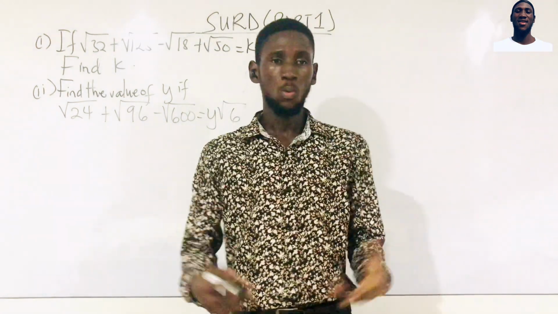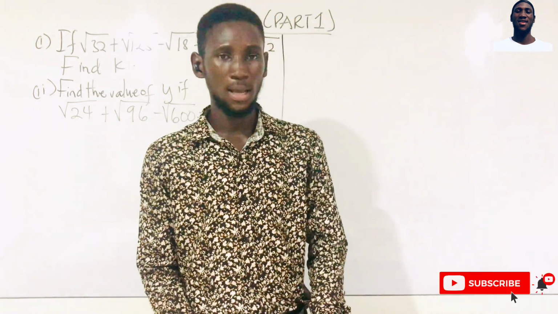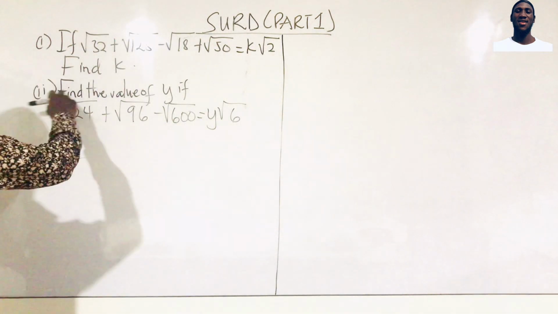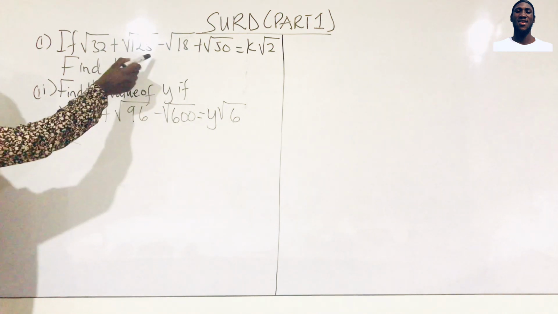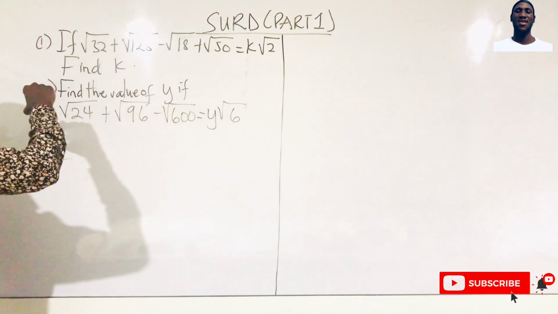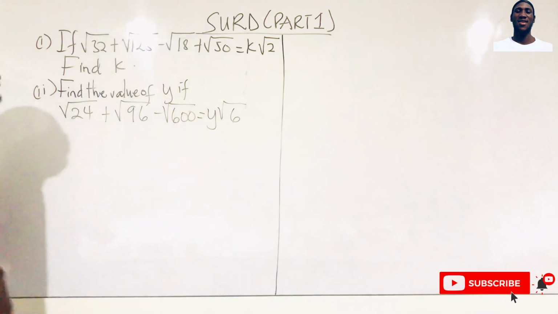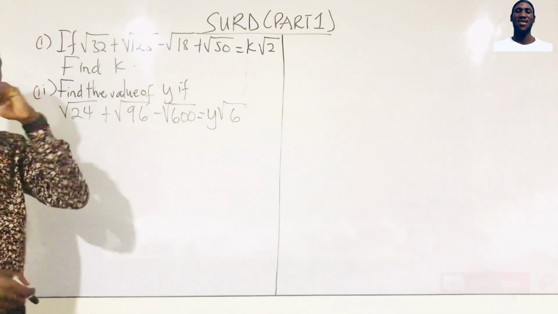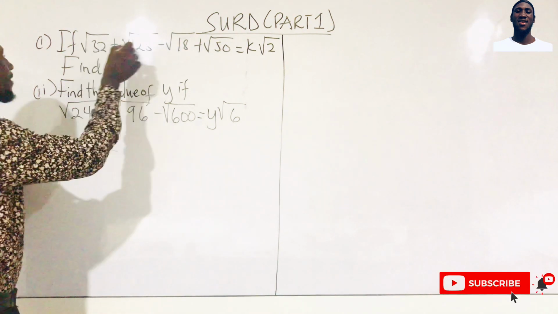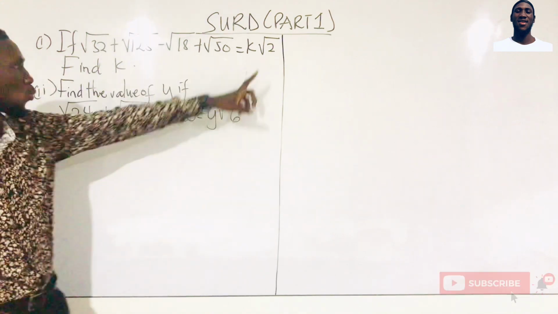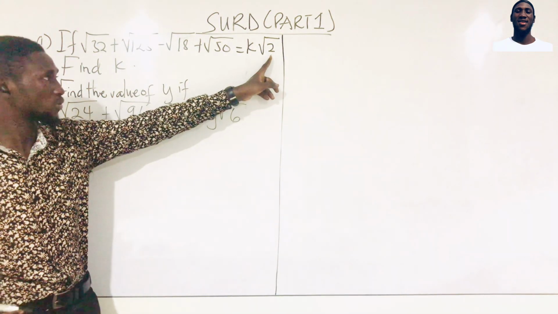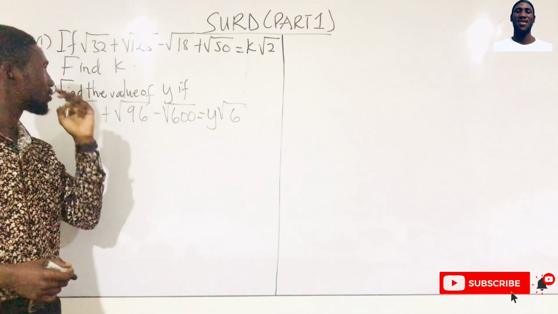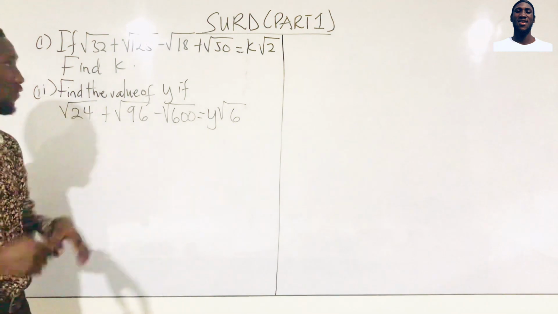So we want to apply what we have learned so far, and we have two questions. It says, if root of 32 plus root of 128 minus root of 18 plus root of 50 is equal to k root 2, find k. So at the end, everything inside should be condensed into one unit, which should have a root of 2. So all we have to do is to now find what k is. So now let's apply what we have already learned.